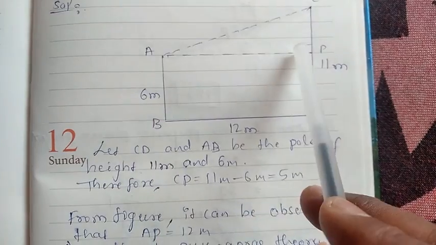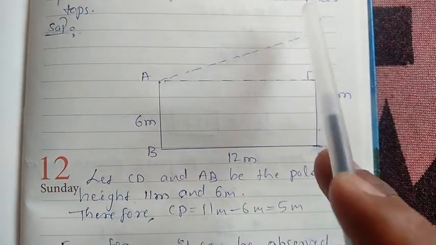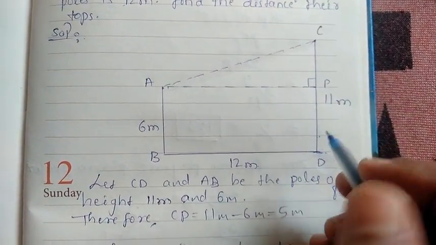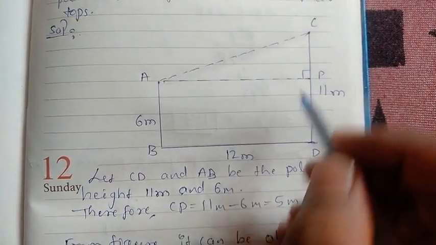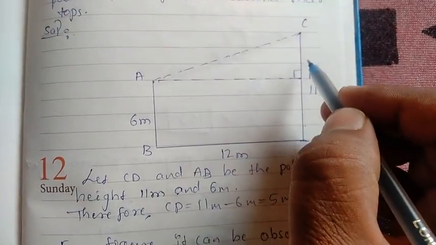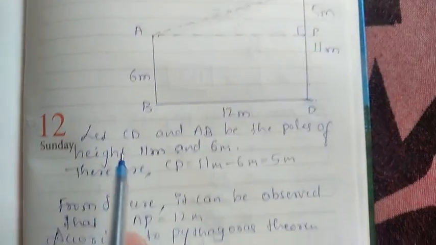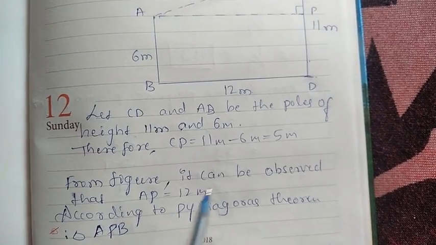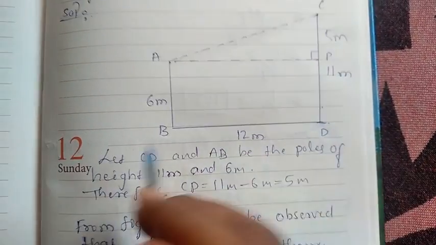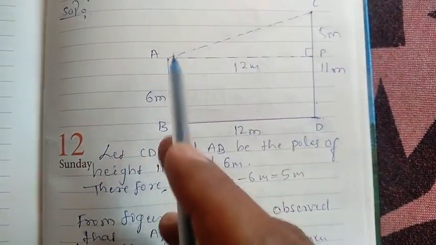Now see here, just join AP, we will get the shape of a rectangle, and draw the perpendicular. In a rectangle, opposite sides are equal and parallel. So here ACP forms a right angle triangle. Now you find 11 meter minus 6 meter, that is AB is equal to PD. Now how much do we get here? 5 meter. Correct. So can you say that AP is equal to BD? From the figure it can be observed that AP is equal to BD. So this is also how much here? 12 meter.